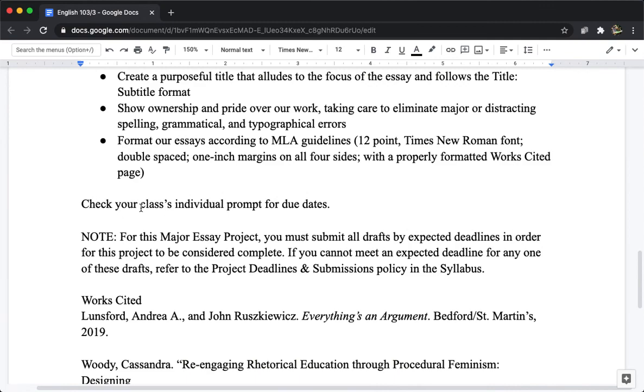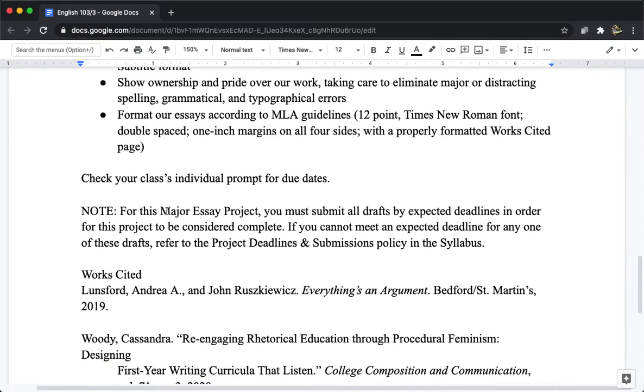For due dates, because I'm making this video for multiple classes, due dates don't align. You're going to need to check your individual prompt for the due dates. But our schedule will be very similar to major essay project number 1 as far as like the spacing between drafts. Now note, this is very important, and I'm going to be more stringent on this since we're now almost midway through the semester. For this major essay project, you must submit all drafts by expected deadlines in order for this project to be considered complete.